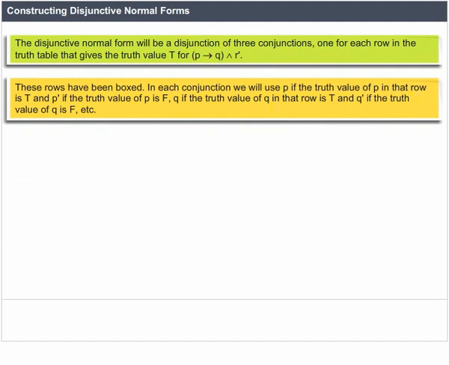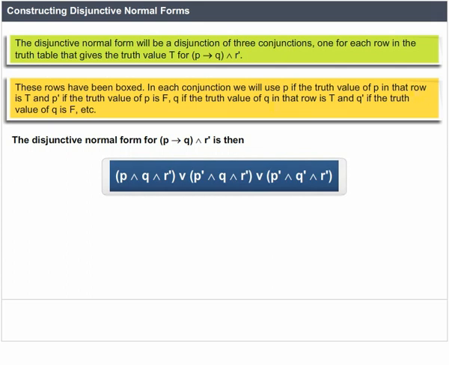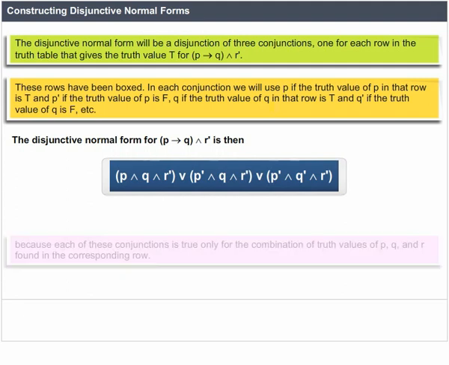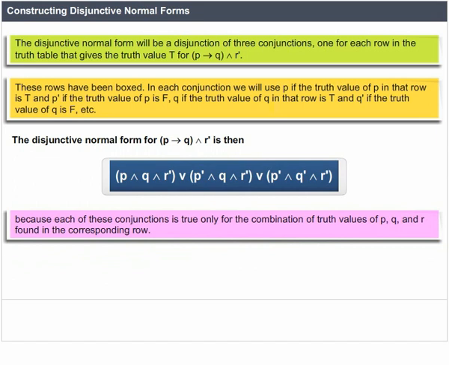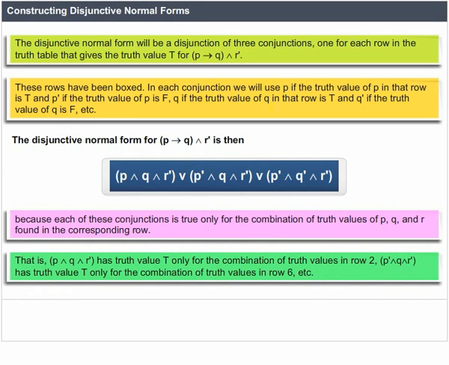The disjunctive normal form for P implies Q and R dash is then P and Q and R dash or P dash and Q and R dash or P dash and Q dash and R dash. Because each of these conjunctions is true only for the combination of truth values of P, Q and R found in the corresponding row. That is, P and Q and R dash has truth value T only for the combination of truth values in row 2. P dash and Q and R dash has truth value T only for the combination of truth values in row 6, etc. Now we are going to see the table.